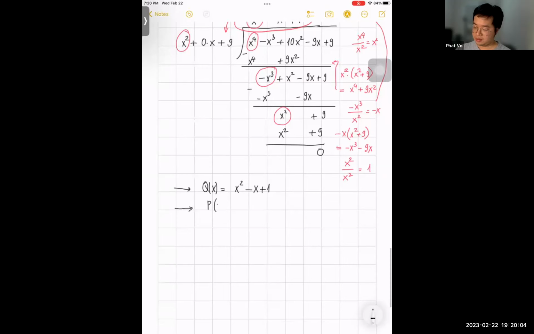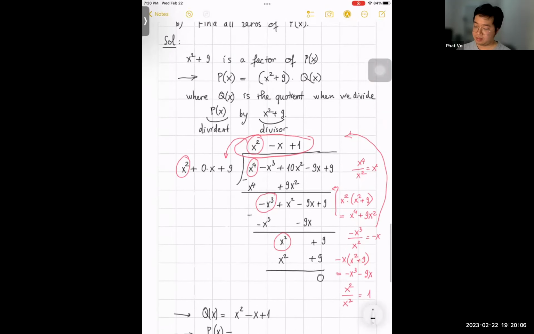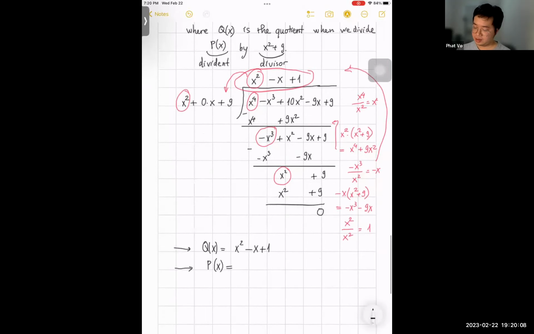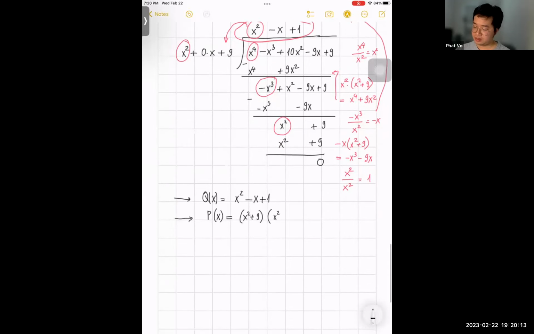So the result here is P(x) equals x squared plus 9 times the quotient. Right? So the answer is like this. That is the polynomial that we need to factorize, because we cannot factorize x squared minus x plus 1. So we stop right here.